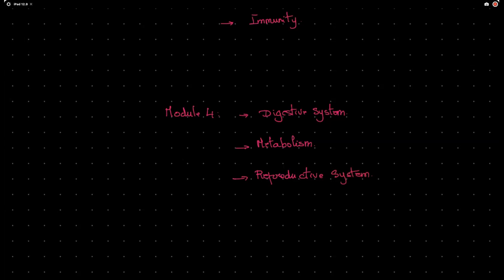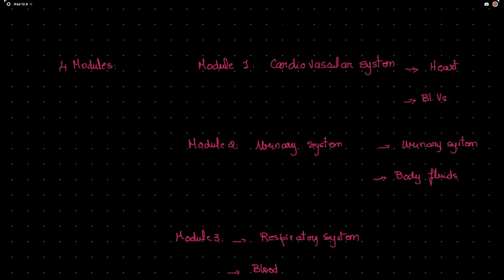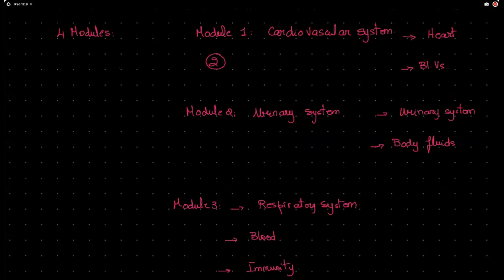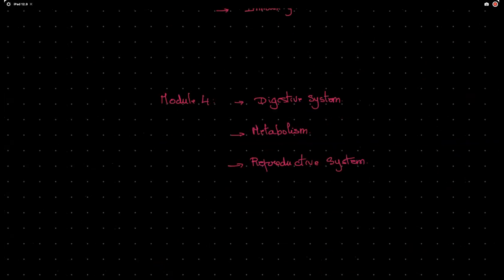So if you notice on here, the course is divided into 4 modules. The first module has 2 chapters. The second module has 2 chapters that we're going to be covering. The third module has 3 chapters. And module 4 also has 3 chapters. So we've got a total of 10 chapters that we are going to be covering in this course.